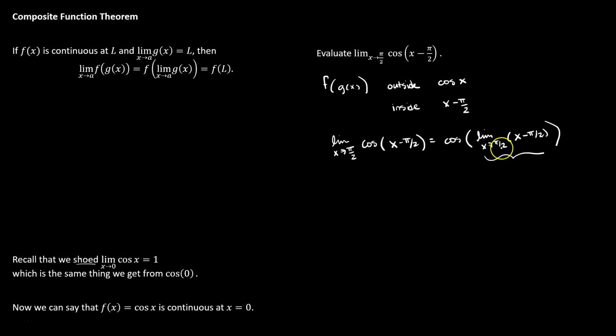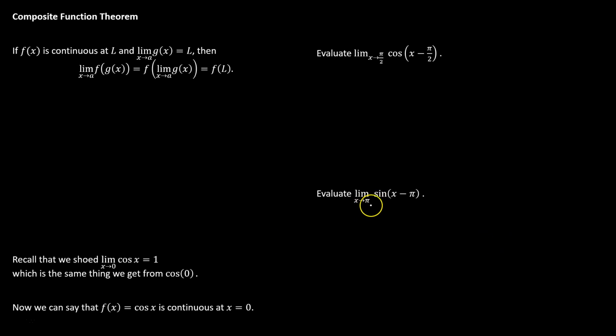Now we're ready to apply the limit, so let's simplify or evaluate the limit. As x approaches pi over 2 of x minus pi over 2, we can just use direct substitution there to get pi over 2 minus pi over 2, which is 0. So then really we're looking at cosine of 0, which we know is equal to 1.